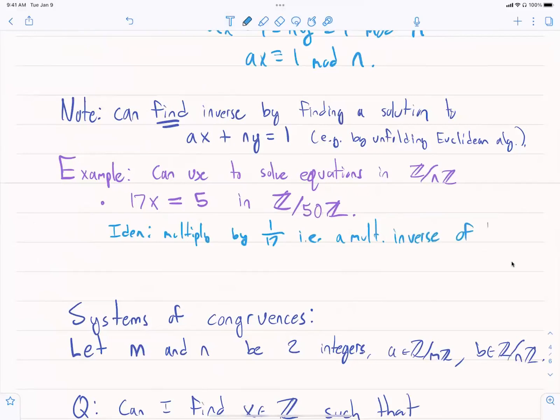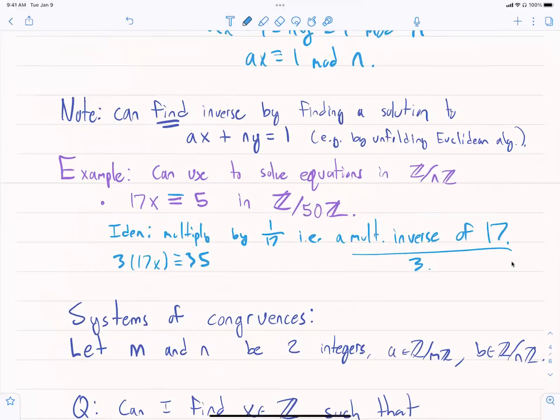Okay, well, if you do it in your head, you'll see that 3 times 17 is 51, which is 1 mod 50. So such an element is given by 3. So the multiplicative inverse of 17 in Z mod 50Z is 3. Okay, so if I take 3 times 17x equals 3 times 5, well, now I get 51x, which is just x.